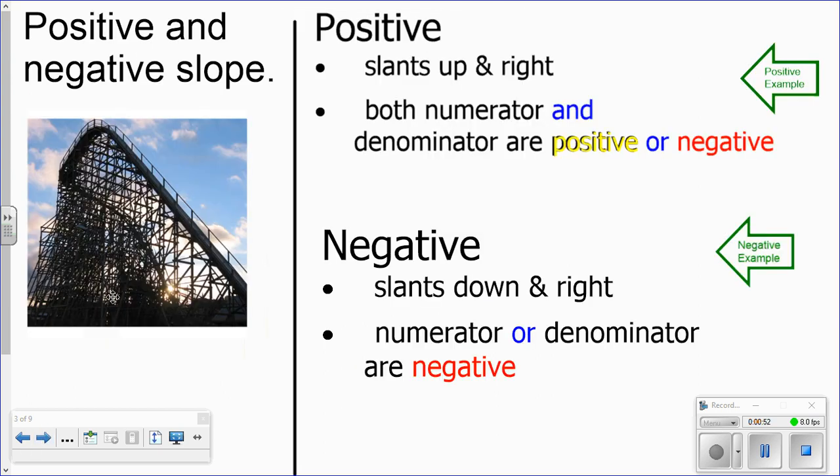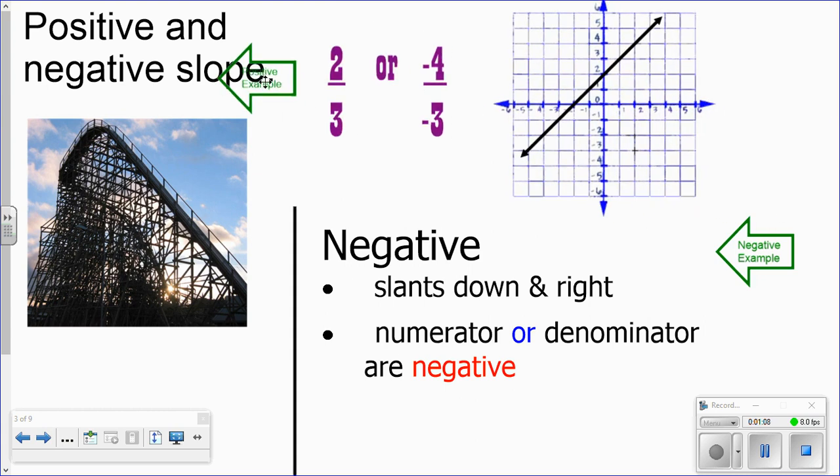We could have positive or negative slope. Positive slope slants up and to the right, and this is when both the numerator and the denominator are positive, or if they're both negative. So for example, if we had the slope of 2 over 3, that's positive slope, or if we had negative 4 over negative 3, that's also positive, because negative divided by negative is positive. And notice the line, how it's going up and to the right. That's positive slope.